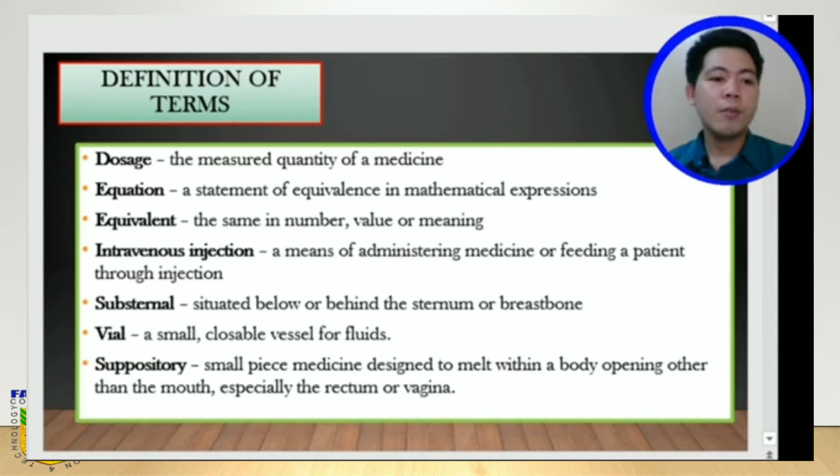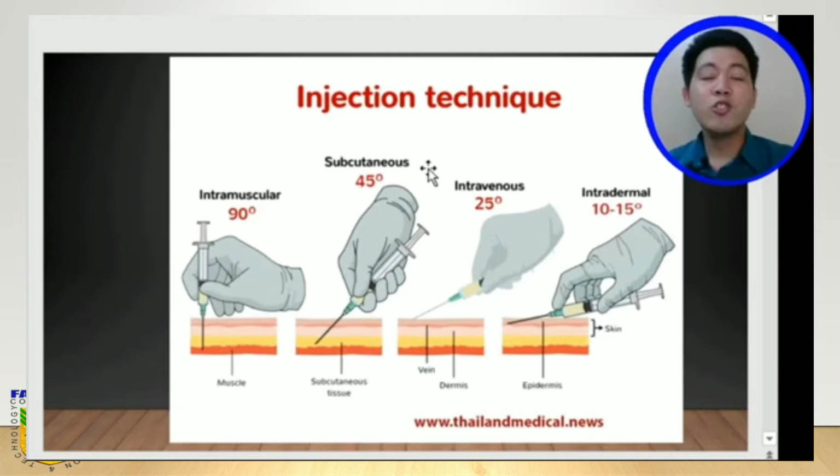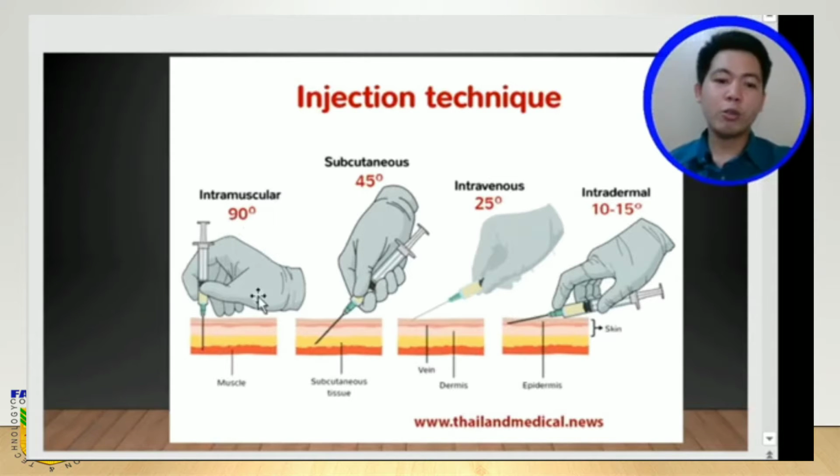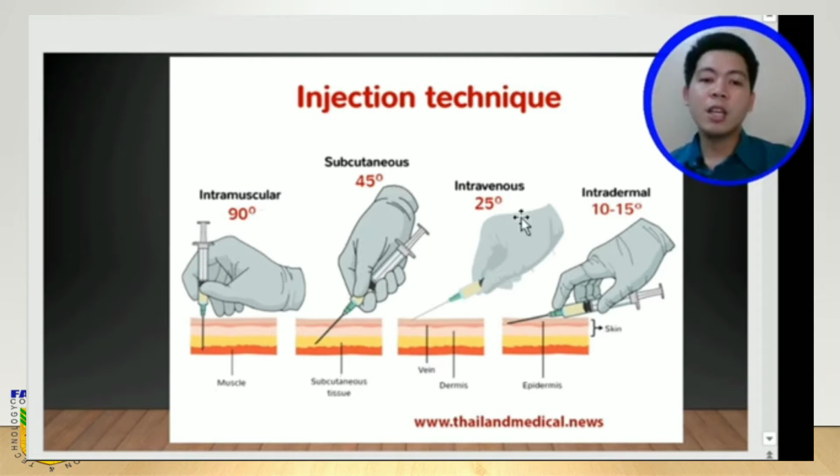Okay? And for trivia, ito po yung mga injection technique. So, we have intramuscular, ibig sabihin, meron siyang 90 degree. O, ibig sabihin yan, intramuscular pala yung pinaperform ng nurse or doctor kapag 90 degree. And sa muscle yan. Subcutaneous, around 45 degree, nasa subcutaneous tissue or fat tissue ng skin. Intravenous naman, ibig sabihin sa veins, 25 degree. And intradermal, ibig sabihin nasa skin portion.